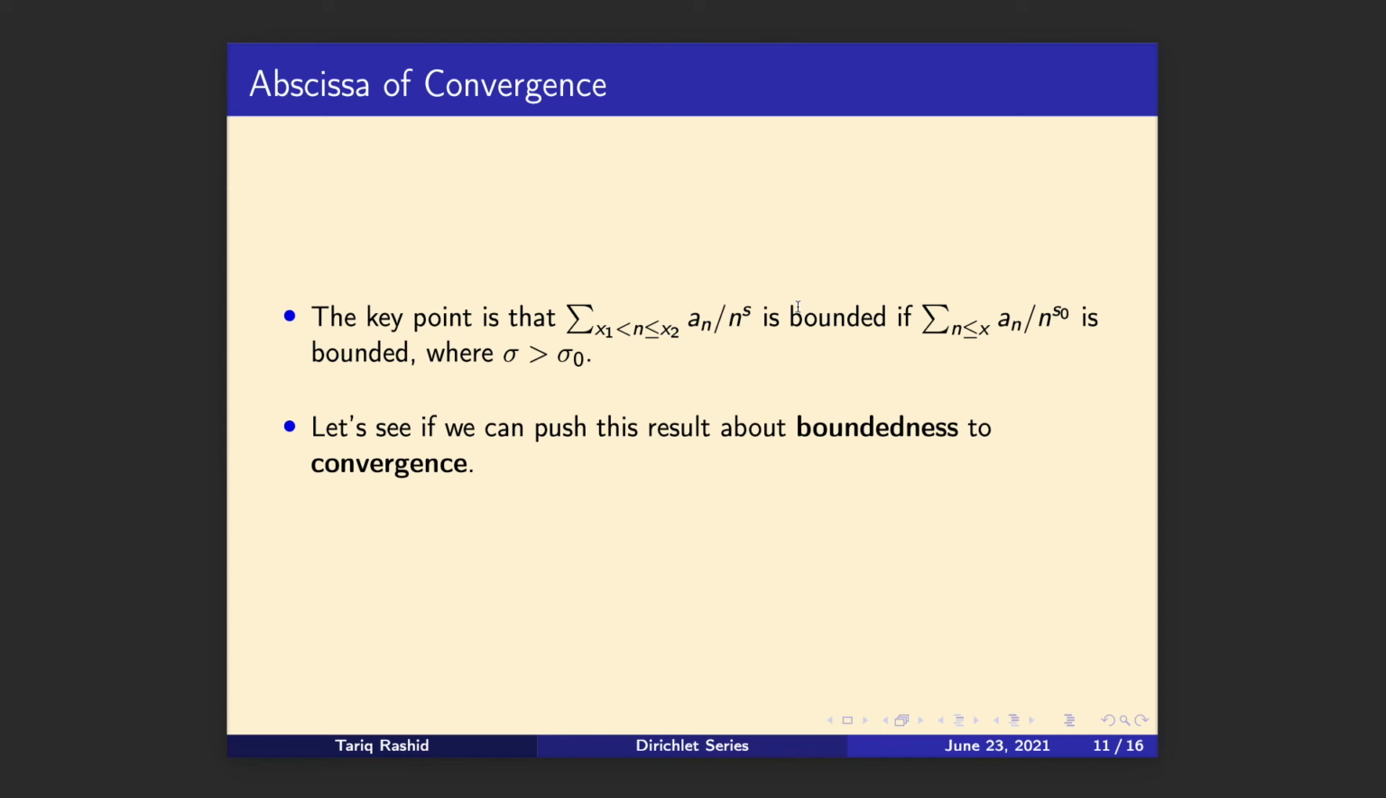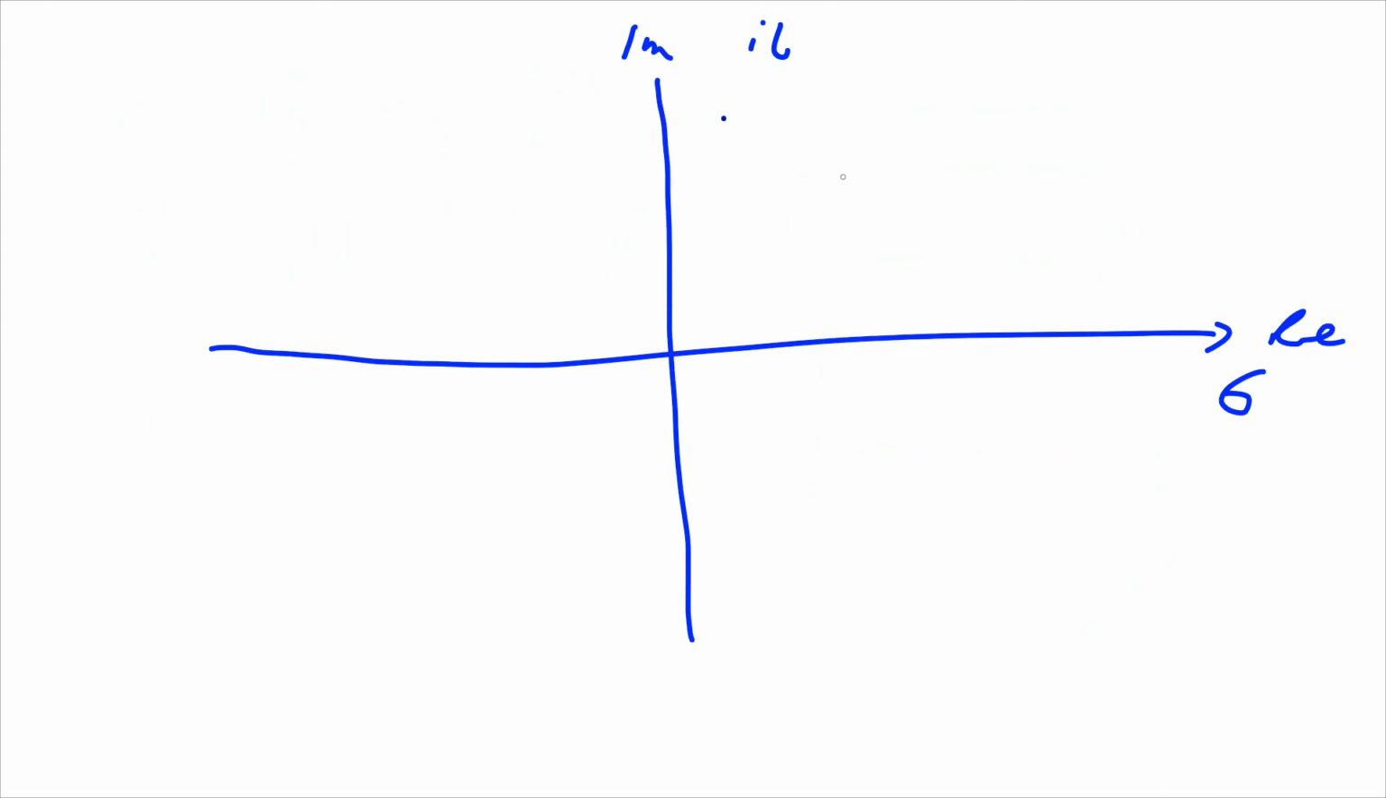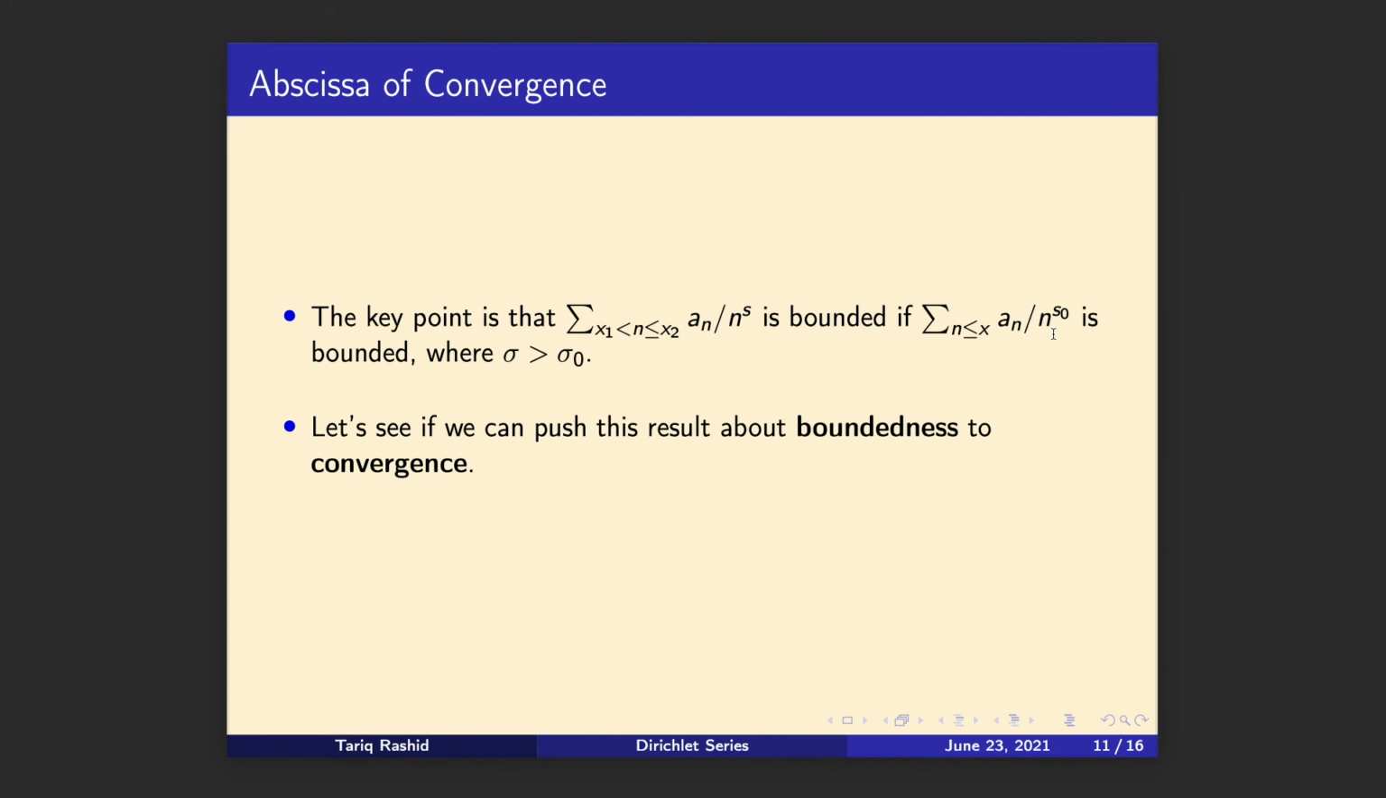So let's say that in pictures. If a Dirichlet series is bounded at S0, then it is also bounded at an S to the right of that S0. That's what we've shown. Now we want to see if we can push that to convergence, because that's what we're interested in. So let's do a little bit more algebra.